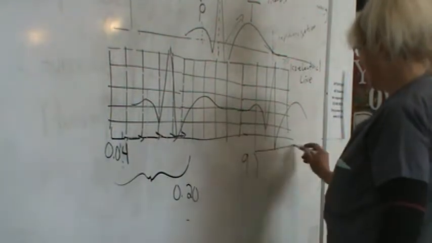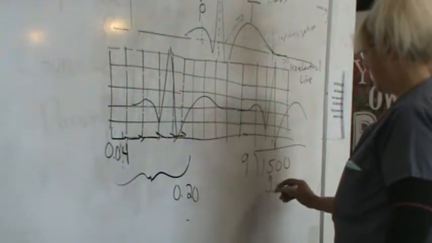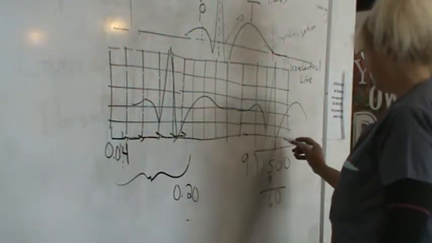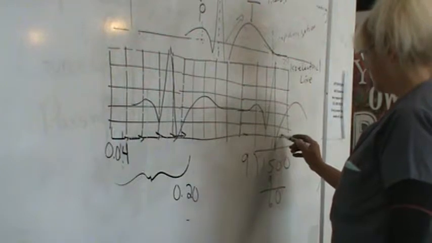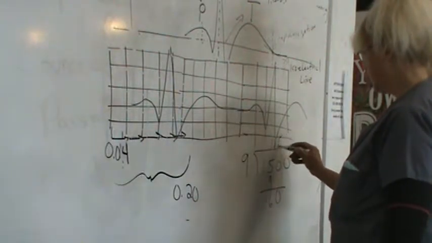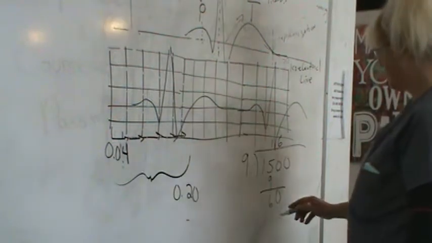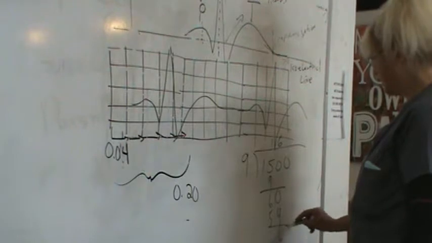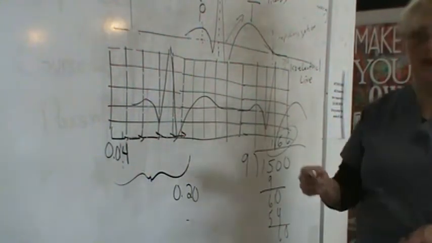9 into 1500. 1, 9, 6, 5, 6 times 9, 54, and 6. So about 166 beats per minute this comes out to be, and I'll kind of explain how we do that.